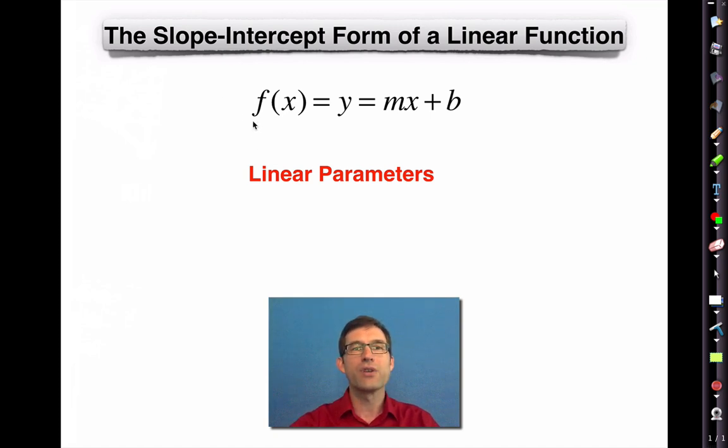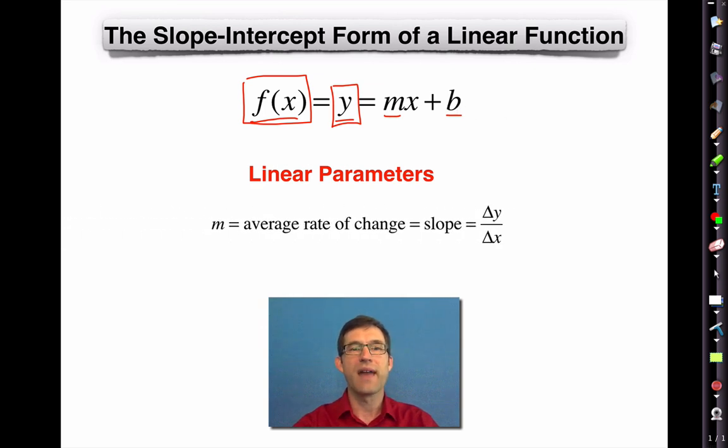Okay, remember, function notation, f of x equals y. The function and y are the same. That's true of anything, not just lines. But then there's two parameters. There's m and there's b, right? Two constants that go into the equation. M is that average rate of change, also the slope, also the change in y divided by the change in x. Okay? The b, though, that's the y-intercept of the line. I like to think about it as where the line starts, right? Where it's at when x is equal to 0.